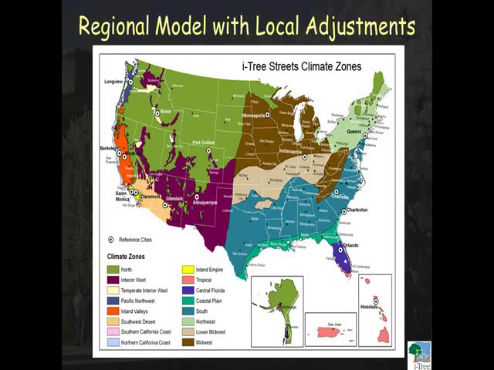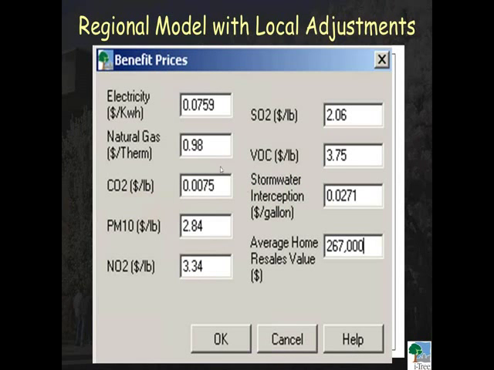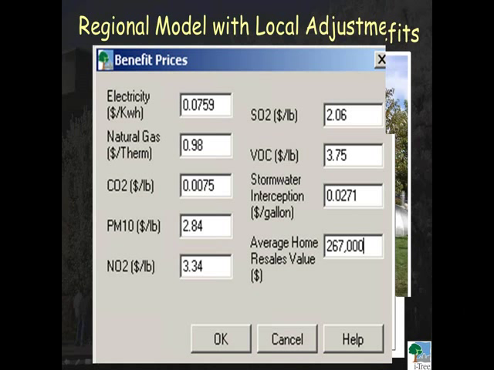So you can fine-tune this also. You can put in some local values. These will have defaults all set up for you, but you can then go in here and put in local electricity, natural gas information, and then update the home resale value too. So you have a couple options here to fine-tune this. Some of these other areas are a little bit harder to find information on, and so most folks will accept some of these values in terms of pollution, carbon, stormwater information.